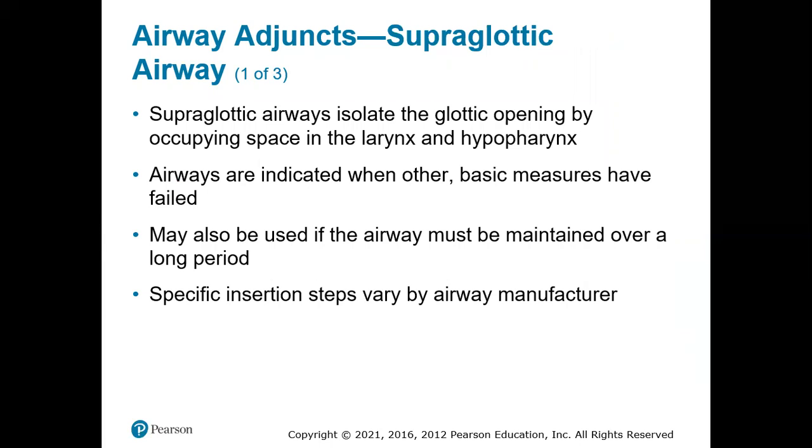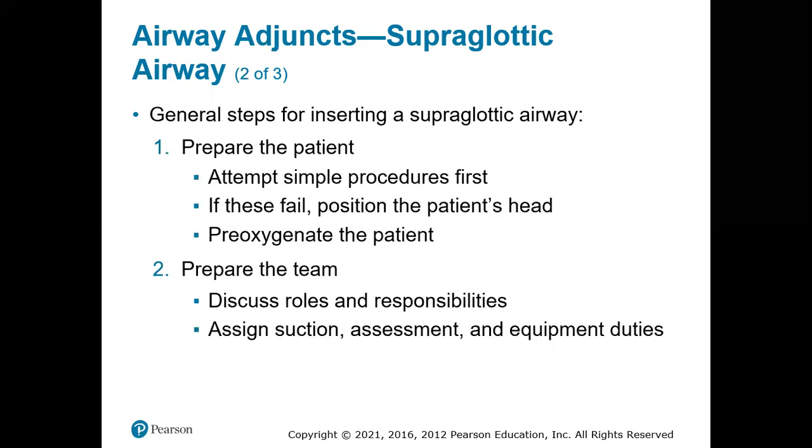Okay, so those are our two basic airways. If we need a more invasive measure, we have supraglottic airways, which EMT basics are allowed to do. If other basic measures have failed, we're going to need to look into a more advanced airway. Pre-oxygenating the patient is a big one. Even if you're going to do an advanced airway, get the basic airway in place and start ventilating your patient. You're going to need to get your equipment ready to go before doing any techniques.